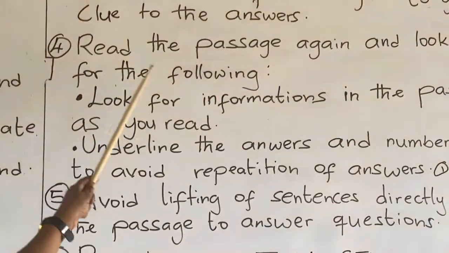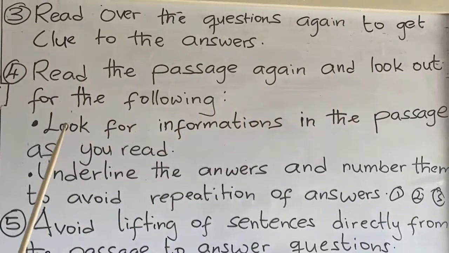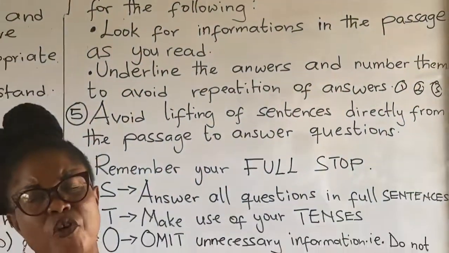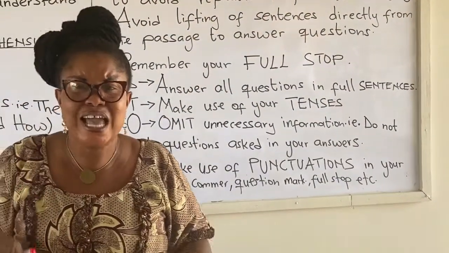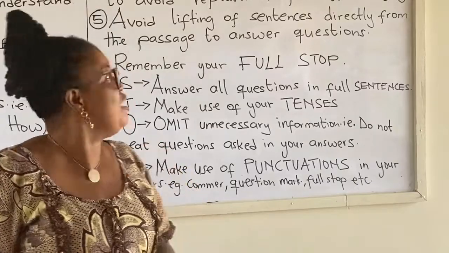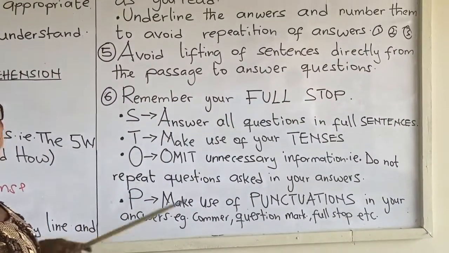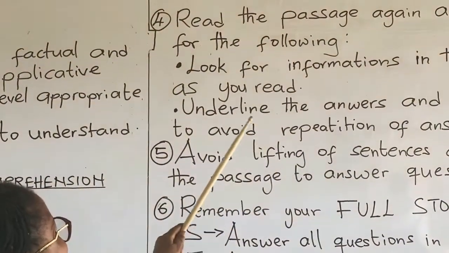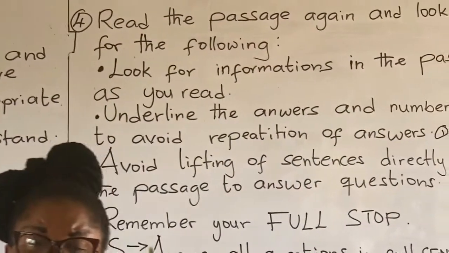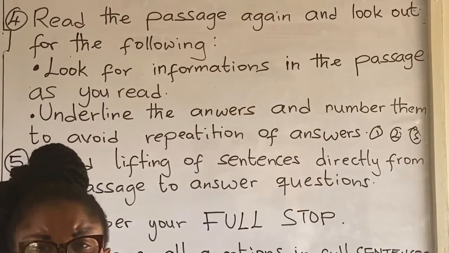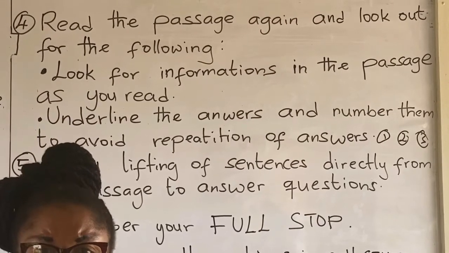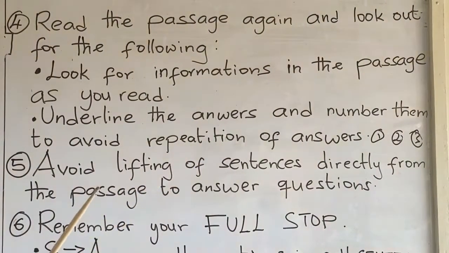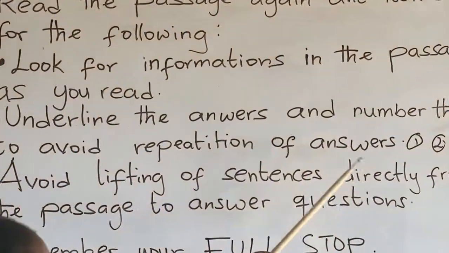Step 4. Read the passage again and look out for the following. After reading the questions for the clue, go back to the passage again, read it again to get information from the passage. Now, look for information in the passage as you read. As you read again, look for information to the answers or to the questions as you read. Underline the answers and number them to avoid repetition of answers.